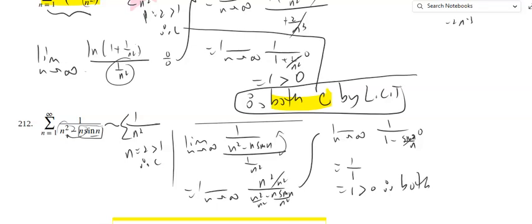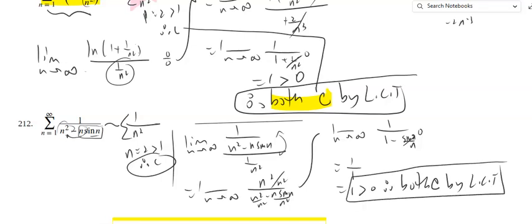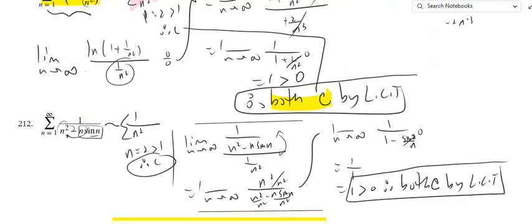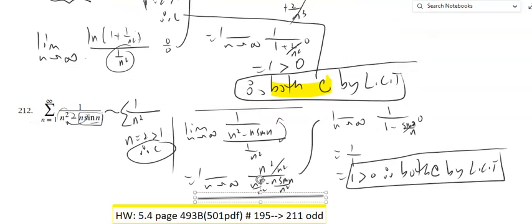Therefore, they both, and we agreed here, converge by limit comparison test. Not stating what test you used will make you lose more than half credit. And there it is. That concludes this section.